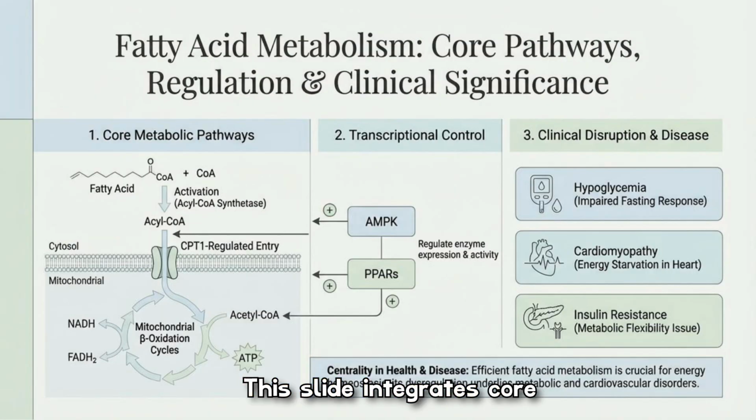This slide integrates core pathways and control points. Fatty acids are activated to acyl-CoA. Entry into mitochondria is CPT1 regulated, and mitochondrial beta oxidation fuels ATP production, while AMPK and PPARs control activity and gene expression. Disruption of these nodes produces hypoglycemia, cardiomyopathy, or insulin resistance, underscoring the clinical significance of efficient fatty acid metabolism.